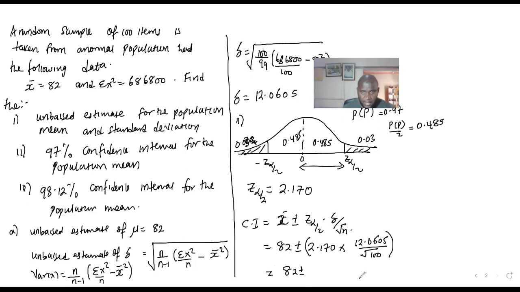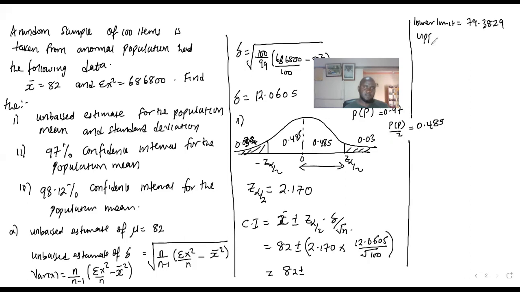$79.3829. Lower limit, 79.3829. The upper limit, $84.6171. Like that. So you have to write the interval.